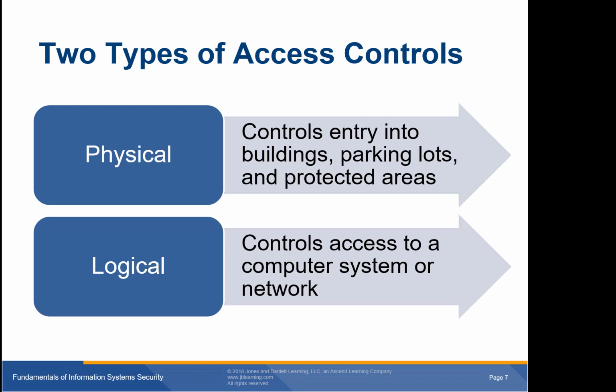Access controls generally fall into one of two categories, either physical access controls or logical access controls. Physical access controls control access to physical resources. They could include buildings, parking lots, and protected areas. For example, you probably have a key to the door of your office. This key controls the physical access to your office. Logical access controls control access to a computer system or network. Your company probably requires that you enter a unique username and password to log onto your computer. That username and password allow you to use your organization's computer system and network resources.